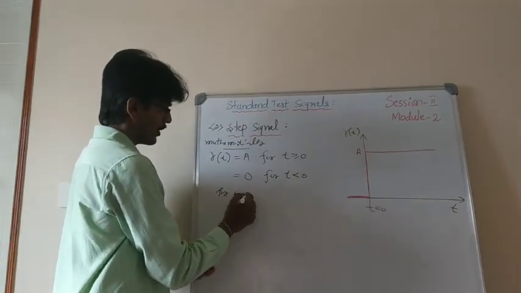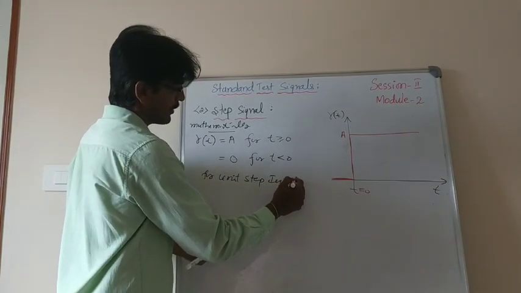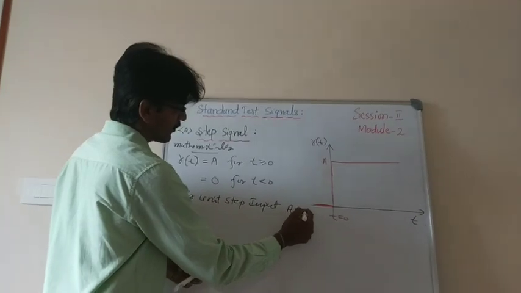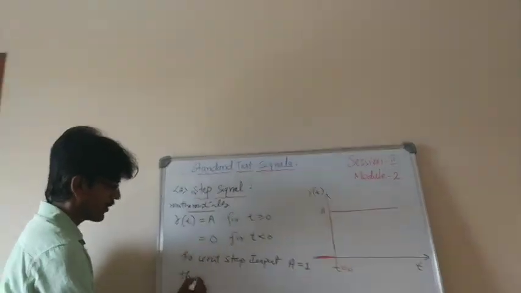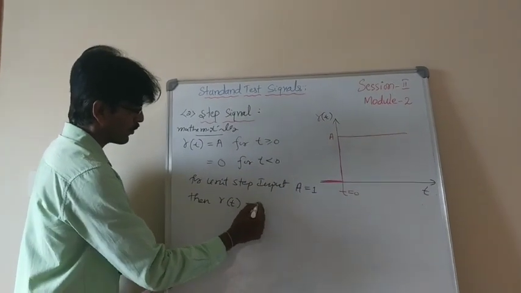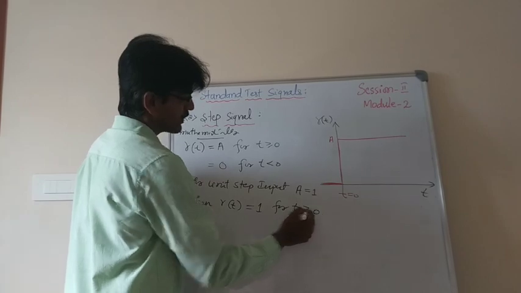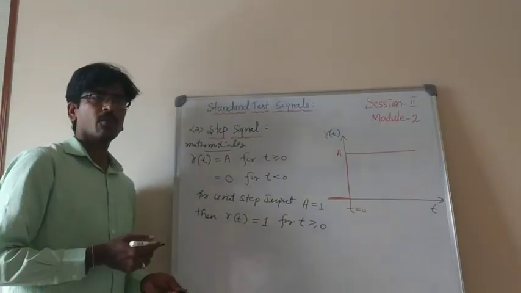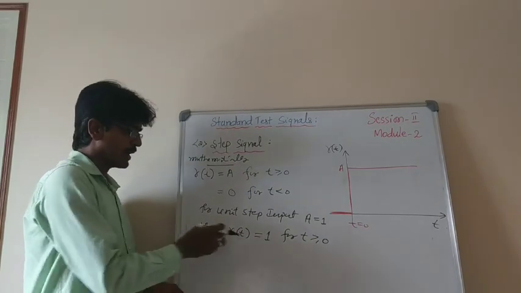So for unit step input, the amplitude will be considered as 1. When amplitude is 1, then r of t is equal to 1, for t greater than or equal to 0. Now we want the input in frequency domain. It is in time domain.